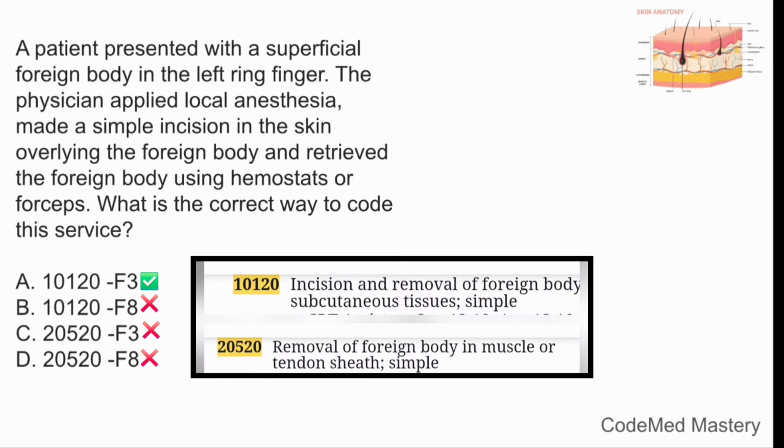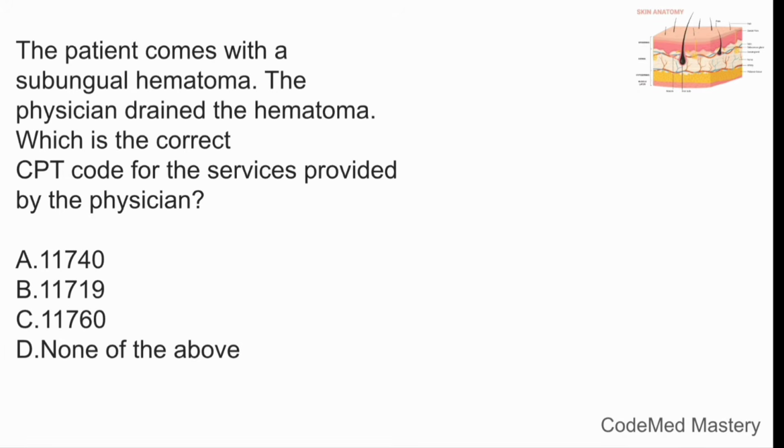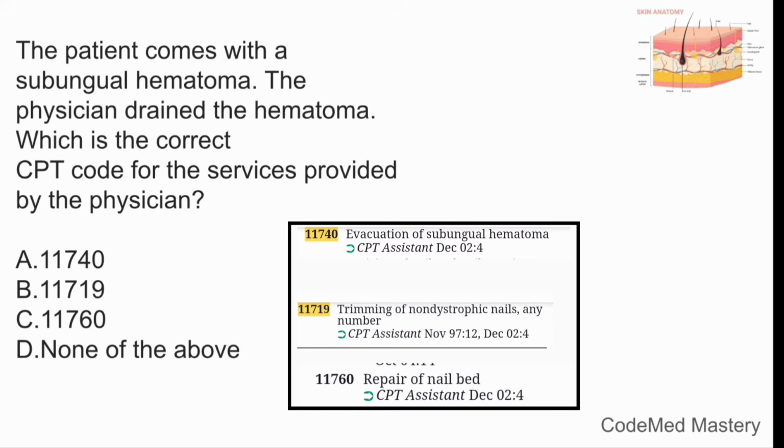Let us move on to the next question. Check the code in option A 11740. It is for evacuation of subungual hematoma. Check option B 11719. 11719 is for trimming of non-dystrophic nails, any number. And option C 11760 is for repair of nail bed. Option D, none of the above.